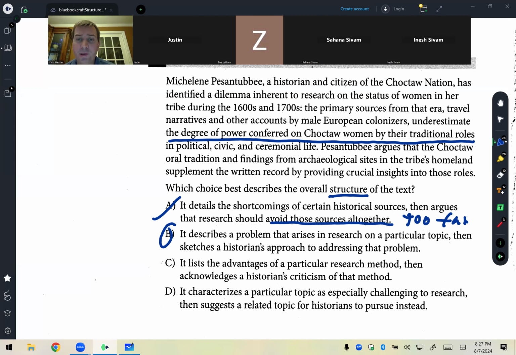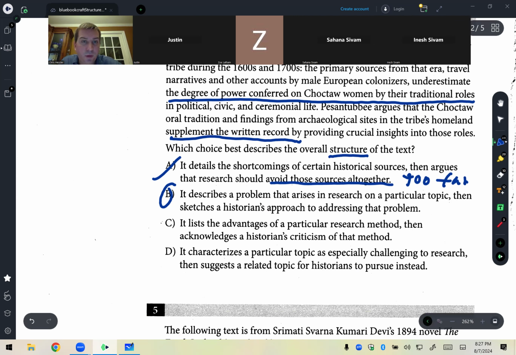Describes a problem that arises in research on a particular topic. I underlined the problem. They underestimate the degree of power conferred to Choctaw women by their traditional roles. And what is a statement of the historian's approach to addressing the problem? It's this. Let's supplement the written record by providing crucial insights into those roles with the oral tradition. All right, on to the next one, number 5.